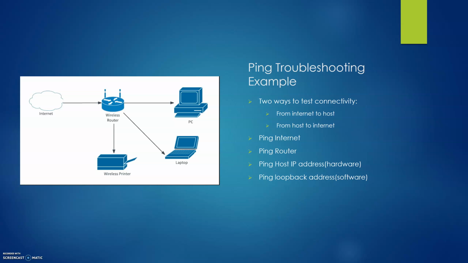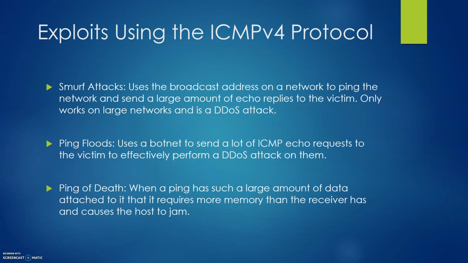And then you would ping your host IP address to test your hardware. If that's functioning correctly, it means your router has a problem. But if it's not, you ping your loopback address, and if it still doesn't get connectivity, that would indicate something's wrong with the software. So that's a good way for identifying a problem with networking.